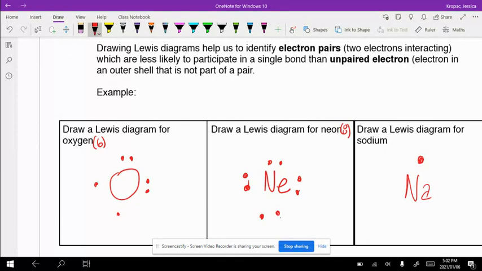You are now experts in Bohr-Rutherford diagrams. You are now experts in Lewis diagrams. So next up, we're going to be doing a review again. We're going to remind you how to form ions.